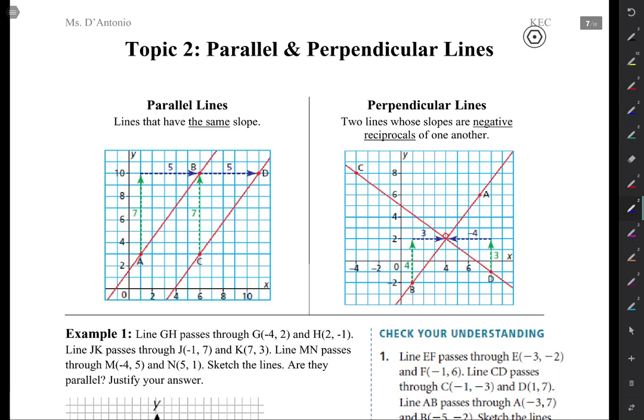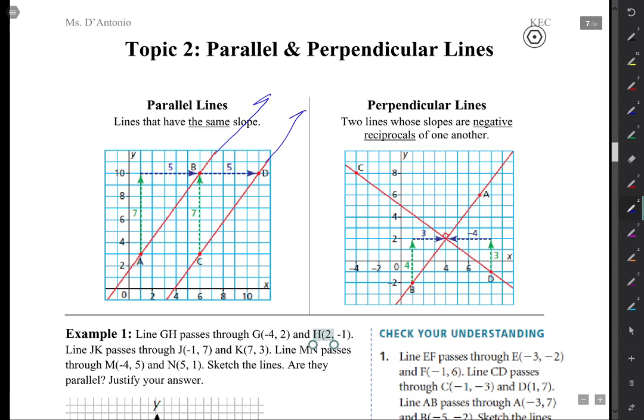In topic 2, we're going to be looking at parallel and perpendicular lines. So let's start with parallel lines. Now, two parallel lines have the same slope. So if you were to find the slope of the two lines, they will be the exact same. And remember, lines are parallel if they have the same slope and they never touch. So they go forever and ever and ever, and they will never meet because they're going the exact same direction because they have the same slope.